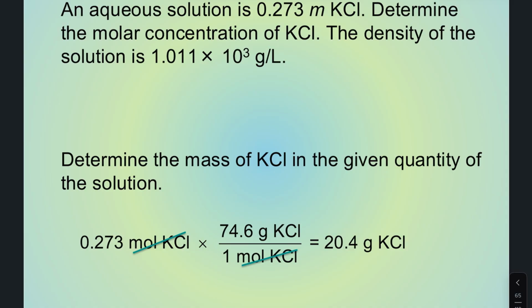An aqueous solution is 0.273 molal KCl. We want to find what the molar concentration is, and we know what the density of the solution is in grams per liter. Now, if we determine the mass of KCl, we want to first start with the molality, which is 0.273 moles of KCl.